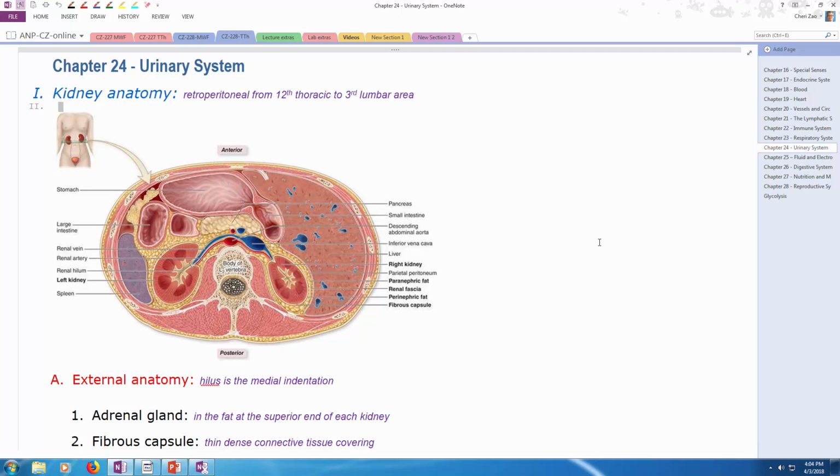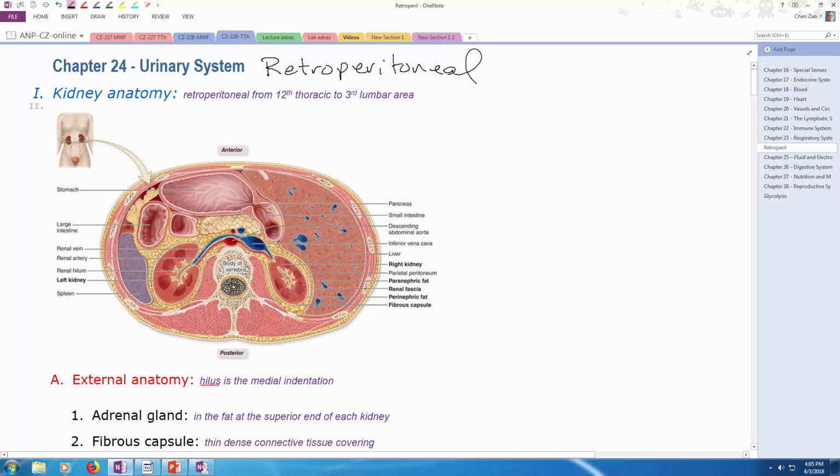And even then you can't see it because it is retroperitoneal. The entire urinary system is retroperitoneal. So that means outside, or superficial to, the abdominal pelvic cavity, when we talk about things being retroperitoneal. So keep that in mind as you go through the human anatomy here.